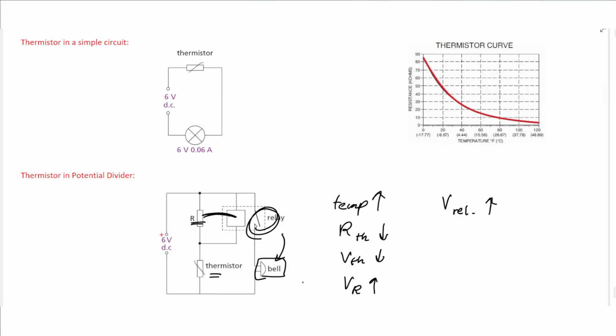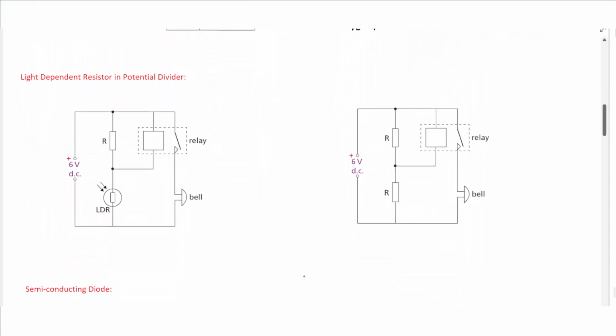It's like a mushroom. So if you have a light-dependent resistor, for example, on the other side, we have here an LDR at the top and the fixed resistor at the bottom. So if light intensity decreases, the resistance of the LDR increases. So the voltage across the LDR increases.